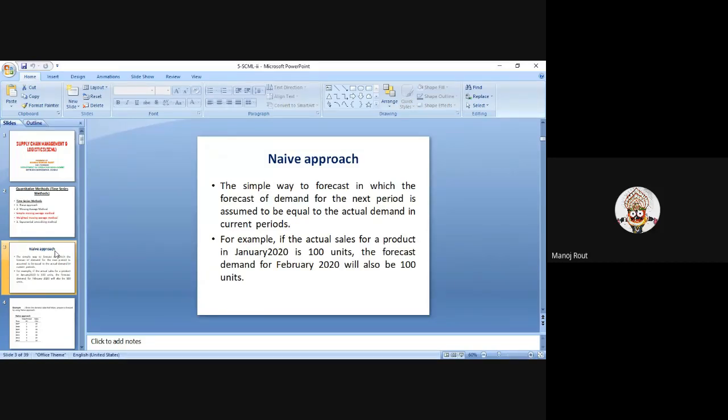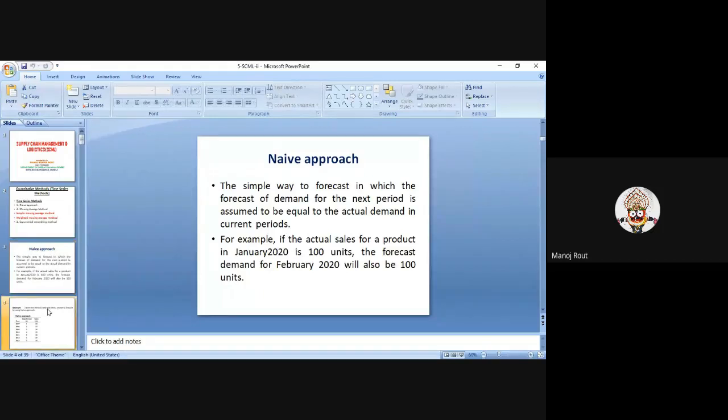Starting from the Naive approach, the simple way to forecast, in which the forecast of demand for the next period is assumed to be equal to the actual demand in the current period. For example, if the actual sale of a product in January 2020 is 100 units, the forecast demand for February 2020 will be 100 units. In the Naive approach, the previous data is equal to the forecast data.